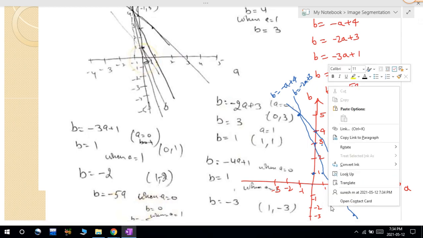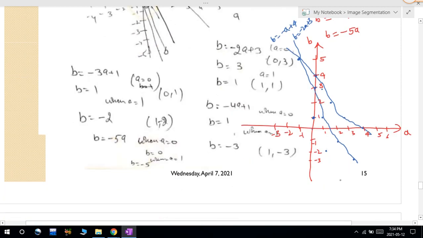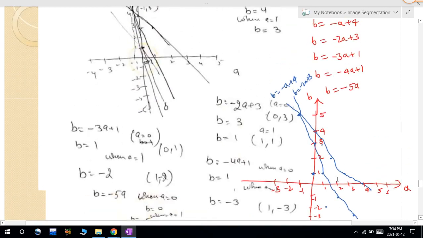Next, I am taking a value as 2. Whenever a value is 2, I will get minus 3 into 2, minus 6 plus 1, so minus 5. Somewhere I will have the point over here. And whenever I take a value as minus 1, minus 3 into minus 1 is 3, plus 1 is 4. So I am getting the point over here.